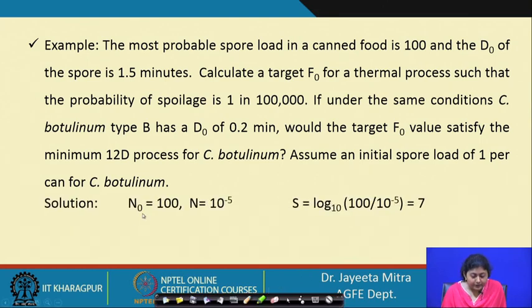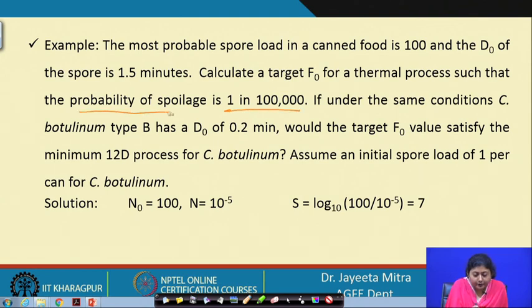So, N 0, that is the spore load, is 100, and the probability of spoilage that we want is 10 to the power minus 5. So, that is the probability of spoilage, 1 divided by 1 lakh, 100000, so 10 to the power minus 5. N 0 is given.